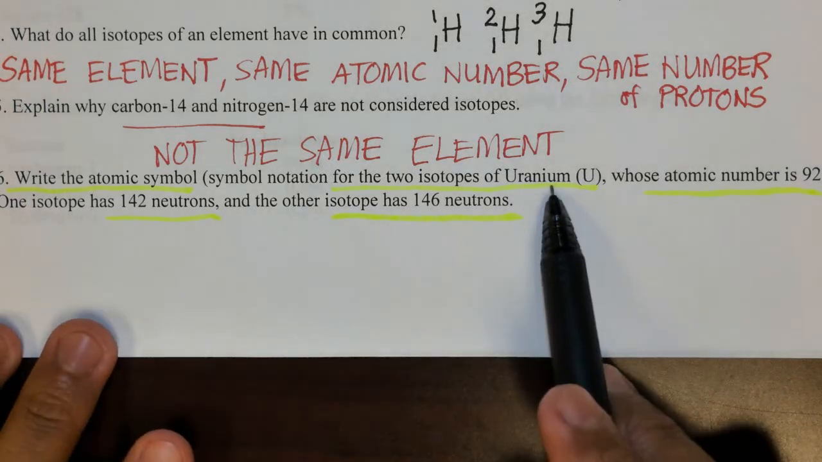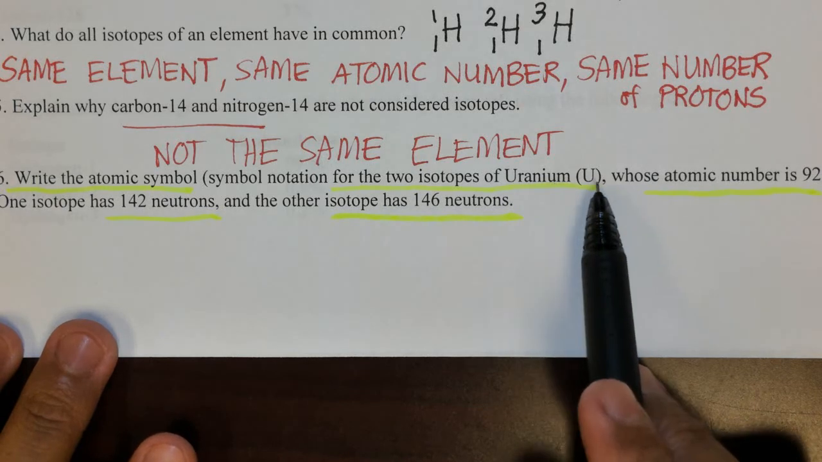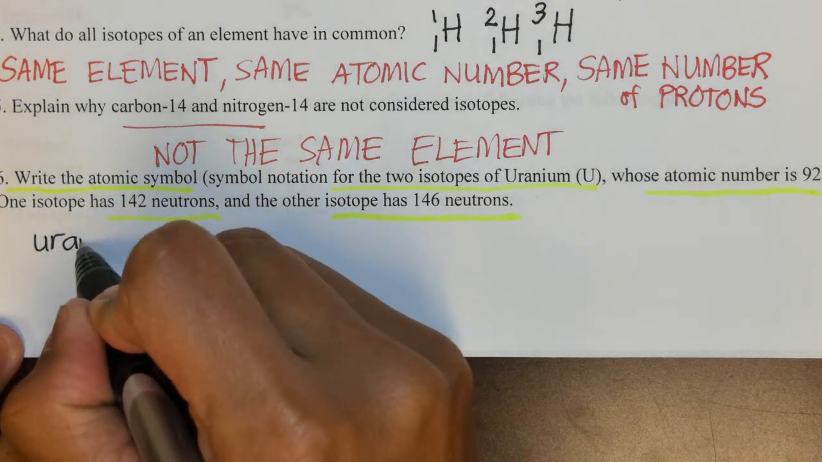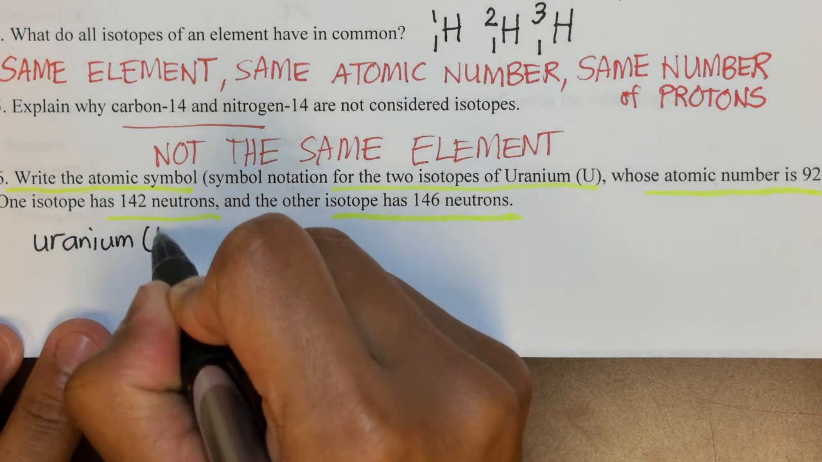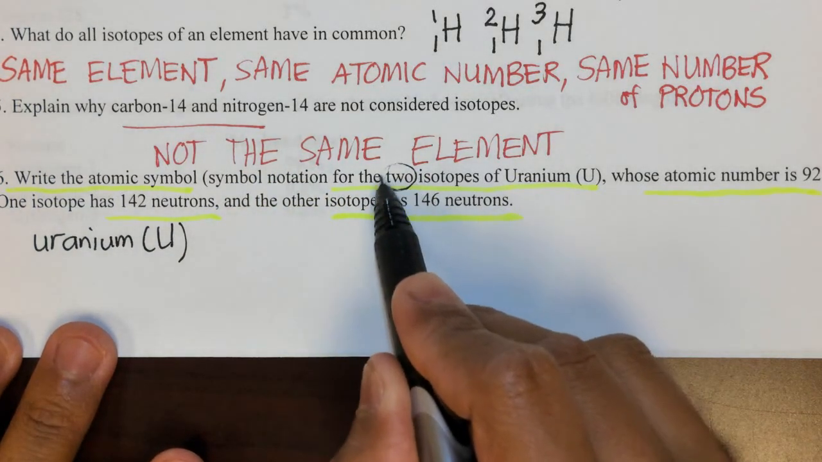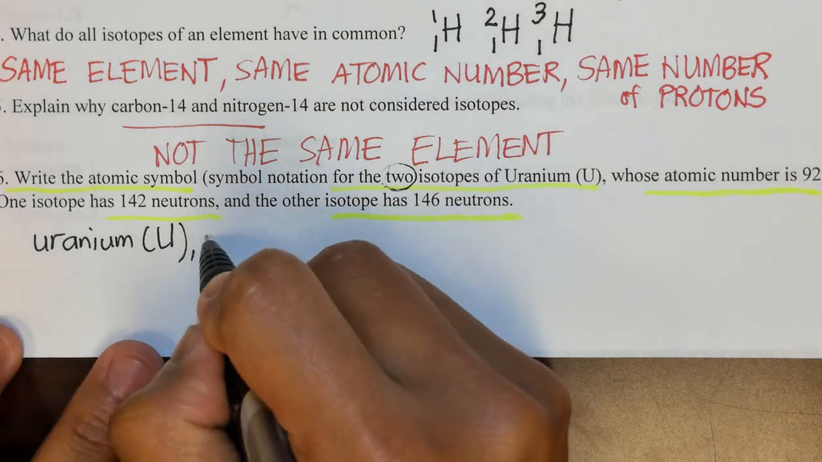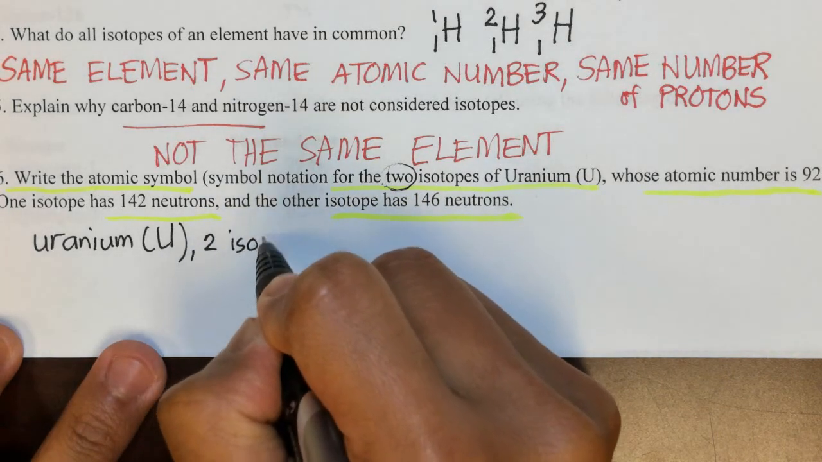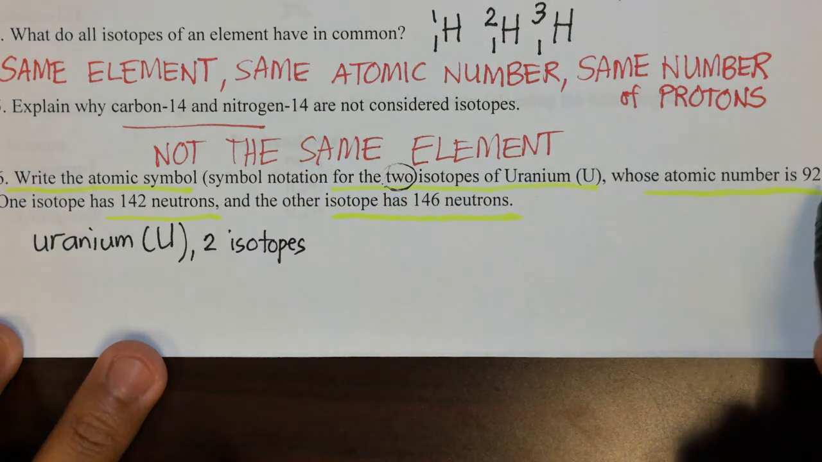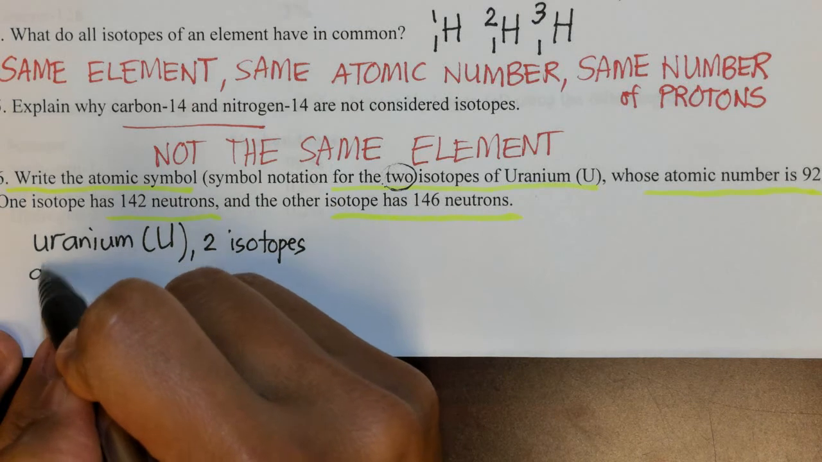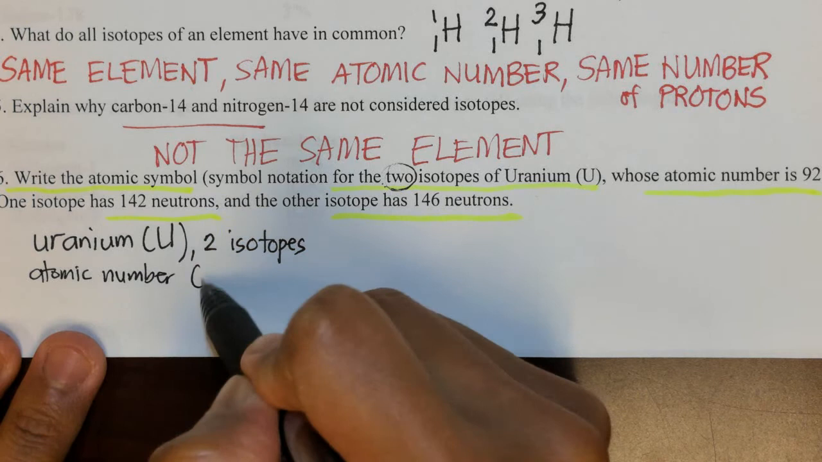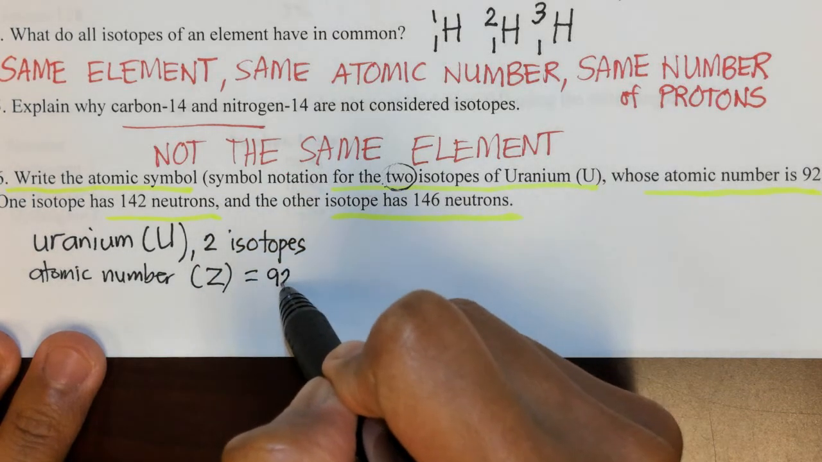Let's first start with the first element mentioned. It's uranium. 1 element. So the element's name is uranium and the symbol is U. And it has 2 isotopes. That means we'll have 2 symbols for that because there are 2 isotopes. Then it says atomic number is 92. So let's put it down. Atomic number, or the symbol for that is Z, is equal to 92.